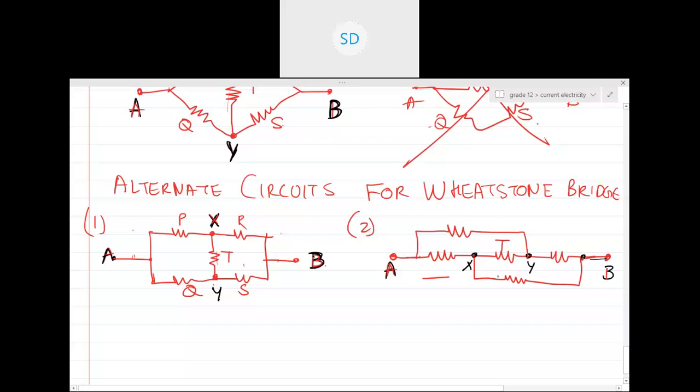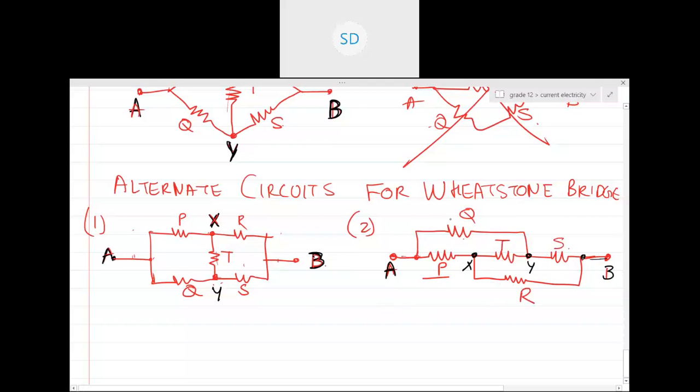So always remember this one is T. Which resistor was there between A and X? P is over here. This is Q. Can you see A and Y? Is this clear? And which resistor is in between X and B? R. So this is R. And Y and B? S. So can you see over here?